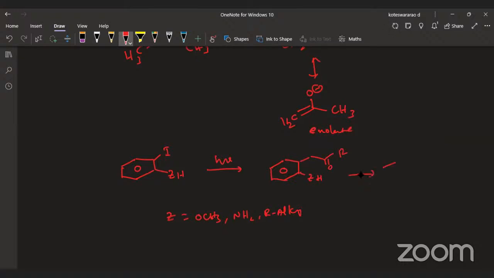Sometimes it undergoes cyclization. This is the enolate ion. In place of the iodine, the enolate ion will be substituted, leading to this keto product. Further, it undergoes cyclization, leading to the formation of the following cyclic product. These are the various kinds of reactions of benzene derivatives under photochemical conditions. Do you have any doubts?